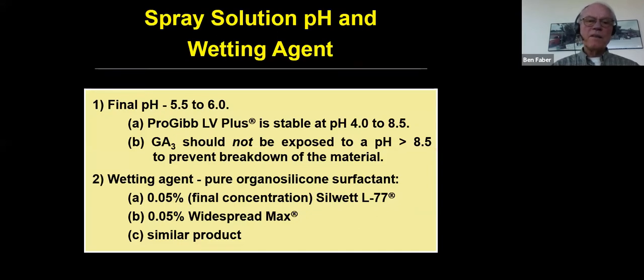The final pH of the material should be about 5.5 to 6. The Ga3 should not be exposed to pHs of higher than 8.5 because it breaks down. It really helps to add a wetting agent, an organosilicone surfactant like Silwet, that helps as a spreader so it gets into all parts of the flower.